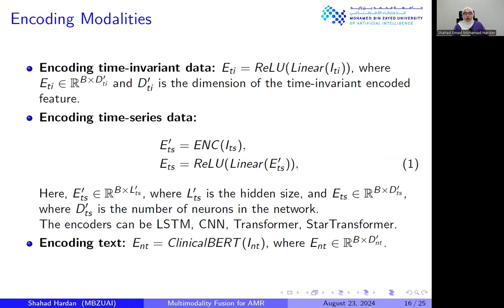For the time series data, we use different encoders. It could be an LSTM, could be a CNN, could be a transformer, and you could also choose other layers, other models that you want to encode the time series data with. And then we also follow it by a linear layer and a ReLU activation function. So we have now an encoded representation of the time series data.